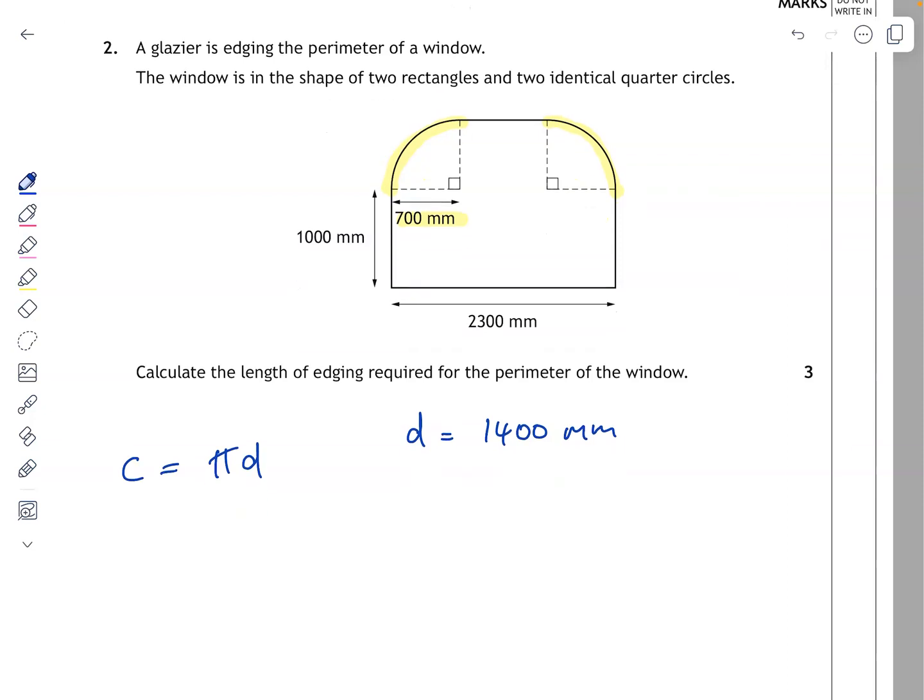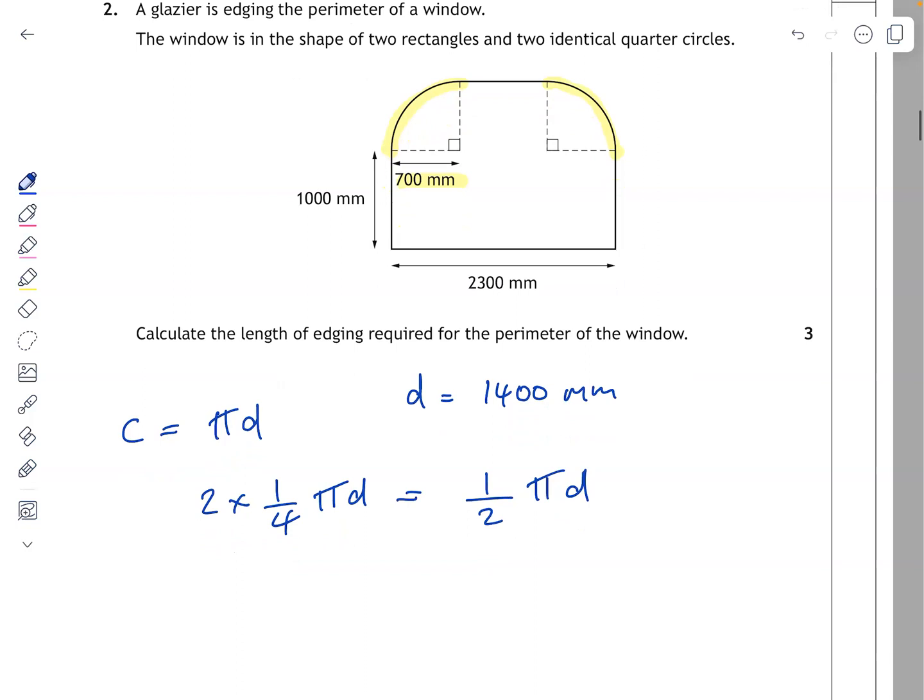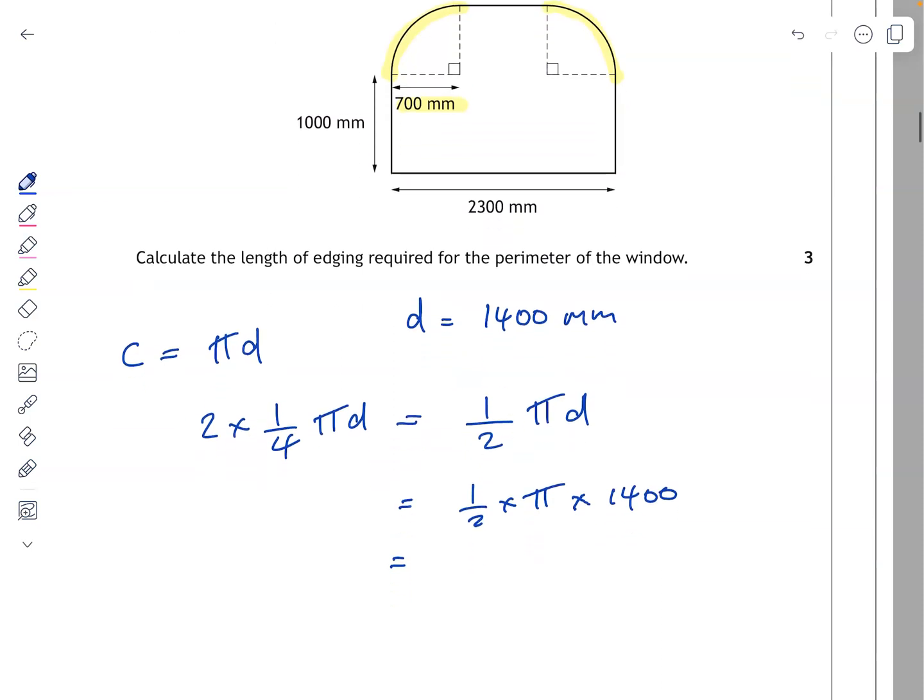We've got 2 quarter circles. So we've got 2 times a quarter of that. And 2 times a quarter is a half. 2 quarters is a half. So what we're doing is finding effectively a semicircle. So it's a half pi times the diameter, or pi times the diameter divided by 2. So this is going to be a half of pi. You can use 3.14, but I'll use pi, times the diameter, which is 1,400 millimeters. And that there comes to 2,199 millimeters.